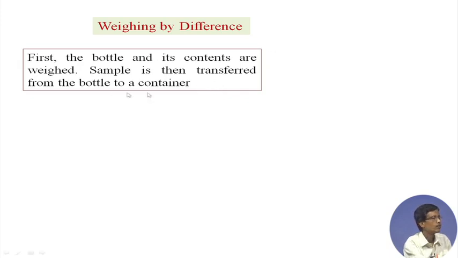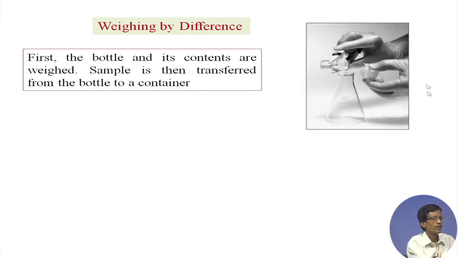So, this is in the written form, so that you can take good note of it. The sample is then transferred from the bottle to the container. After taking the weight of the sample with that of your weighing bottle, you transfer some amount to those flasks. So, this is the typical technique, taken again from the book of Skoog.